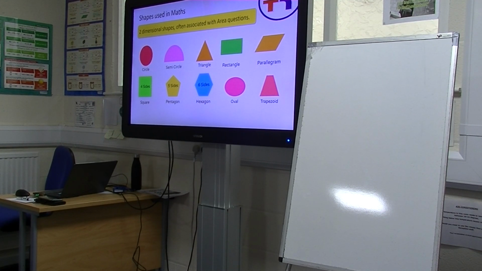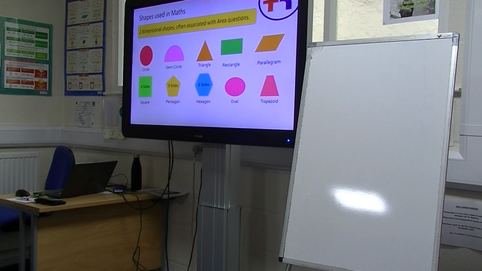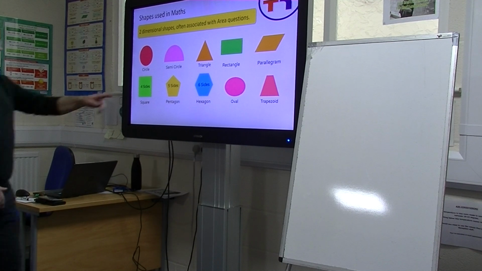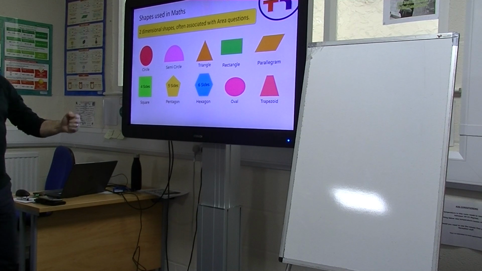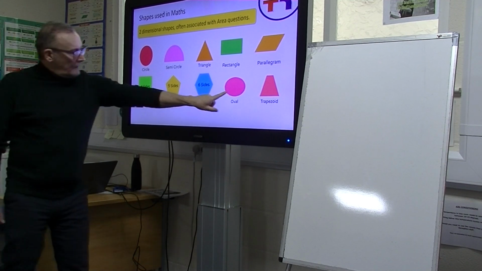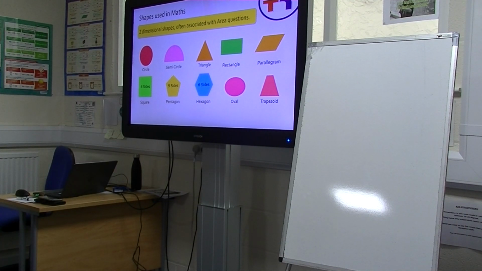These are the most common shapes that you're going to come across in the maths exam. Okay, so it's important that we've got a good understanding of what they are. Obviously circle, semicircle, half circle, triangle, rectangle. A triangle is half a rectangle or half a square. Parallelogram, which basically is that rectangle but you just pushed it over a little bit. A pentagon, it's got 5 sides. A hexagon has got 6 sides. The oval and the trapezoid, which looks like a triangle without the top on, basically. Again, it's a 4-sided shape. 4-sided shapes are also called quadrilaterals.